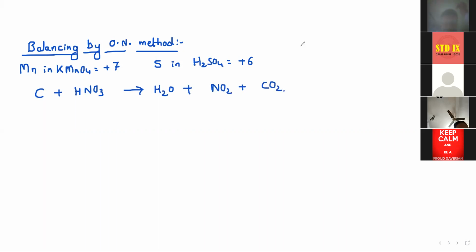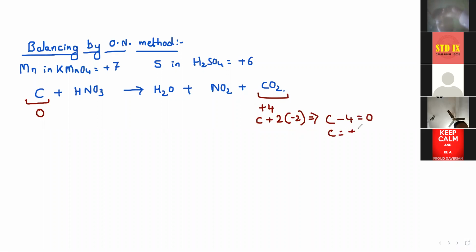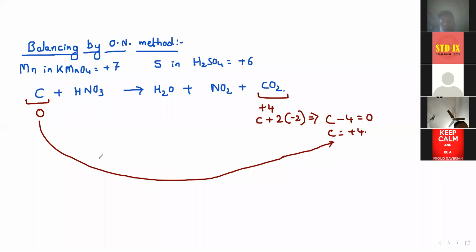Now the question is, as I have been telling you in the physical class, that whenever you see an element alone, the oxidation number is 0. This element 0 is getting converted to plus 4. Carbon is C plus we are having 2 oxygen each minus 2. In their case, we are having C minus 4. Right hand side equals 0. C equals plus 4. So we can see that there is a change of oxidation number by 4 units.